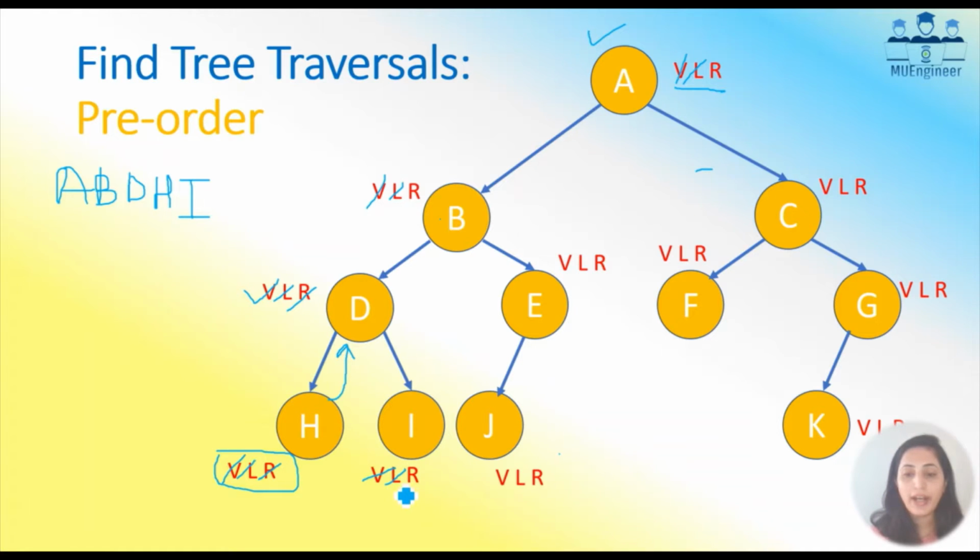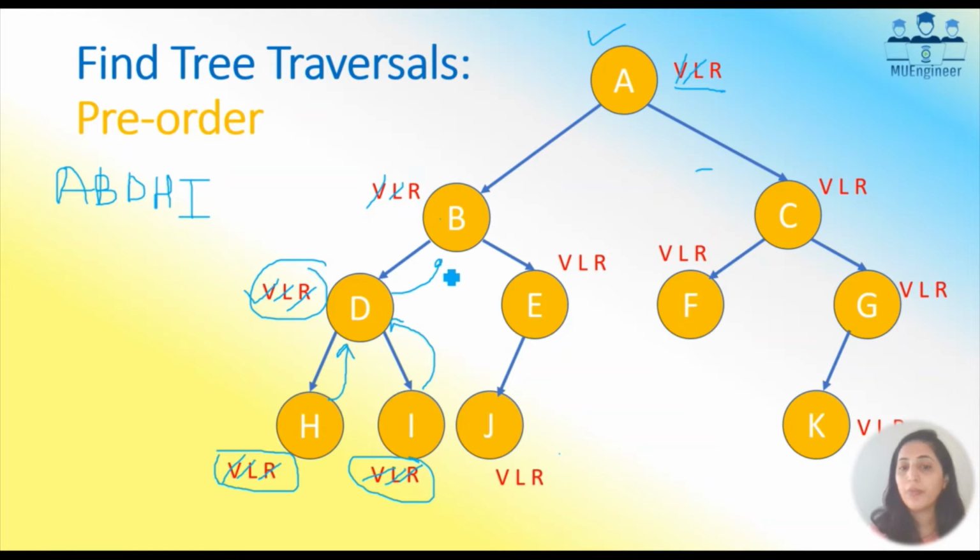There is no left child for I. Go to the right child. No right child for I. As I have done with all the values of I, I'm going back to my parent, that is D. At D also, we have finished all at D. Now we are going back to the parent of D. So we are going to B.